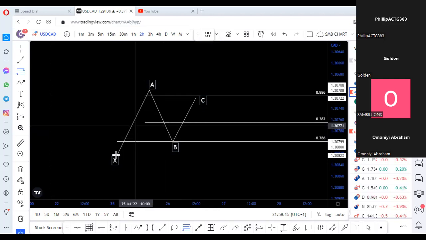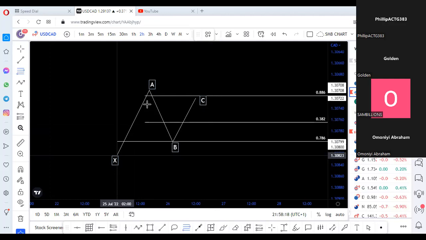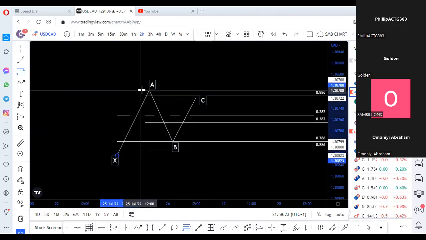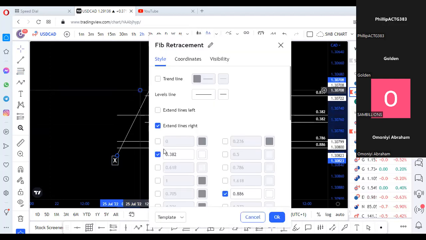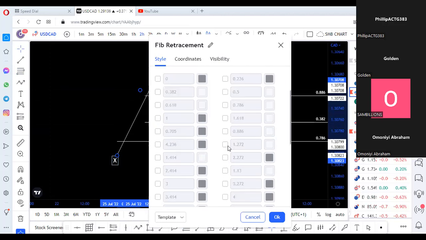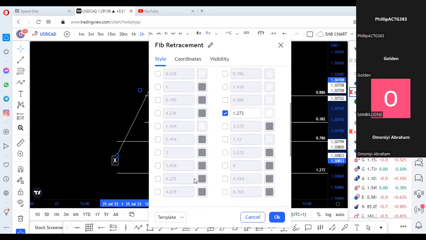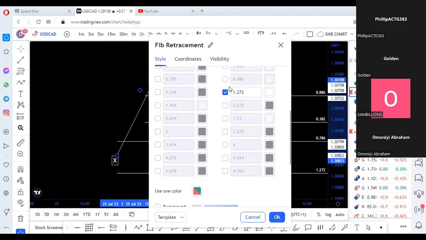Now, this one is what? From swing low to swing high, which is A. C is not the swing high here. A is the swing high here. So from X to A, that will be our measurement, and the extension will be at 1.272 and 1.618.